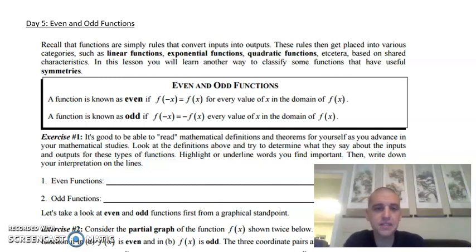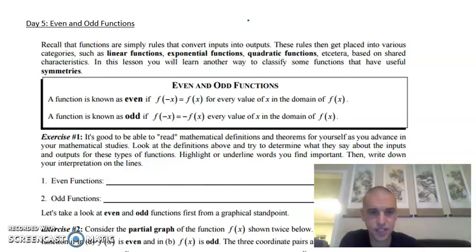We're going to talk about even and odd functions, and hopefully it may not make sense in the very beginning, but it should make sense by the time this video is done. So when we look at even and odd functions, it says a function is even if f of negative x equals f of x, and it's odd if f of negative x equals negative f of x.